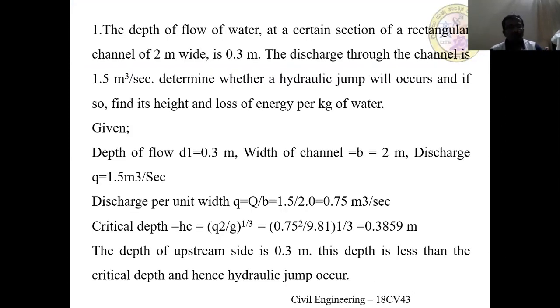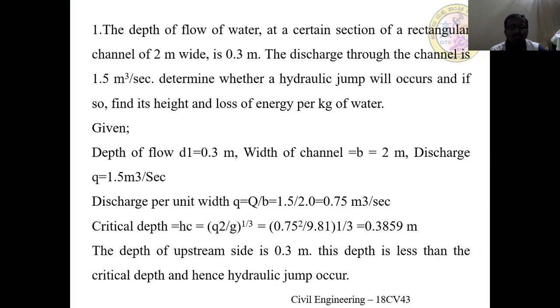The first problem is: depth of water at a certain section of a rectangular channel of 2 meter wide is 0.3 meter. That is, the value of b as well as y1 or d1 is given. The discharge through the channel is 1.5 meter cube per second. This is given, the value of Q. Determine whether a hydraulic jump will occur, and if so, find its height and loss of energy per kg of water.